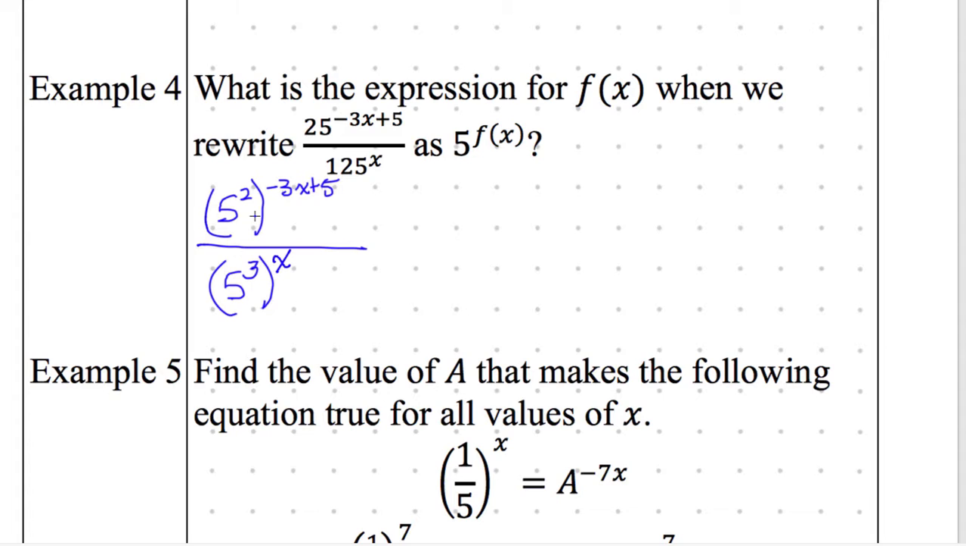Now we're going to apply rules on that where we multiply these together. 3 times x is 3x. So this is now going to turn into, on the bottom, 5 to the power of 3x. How are you going to get 3x? Someone else answer it.